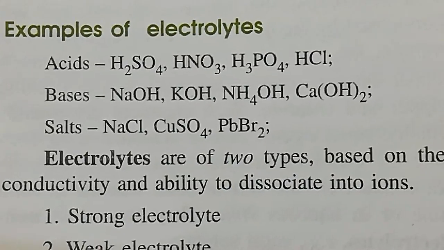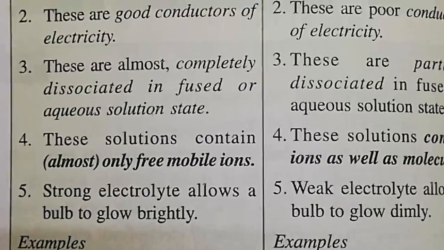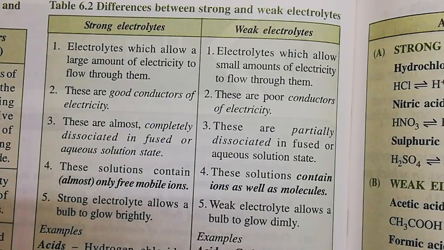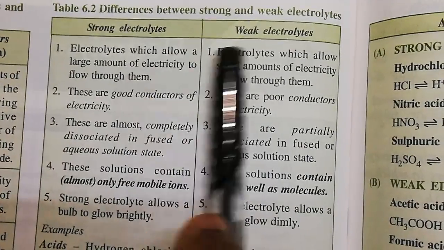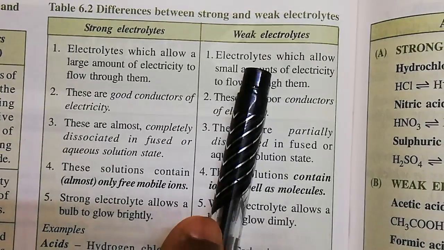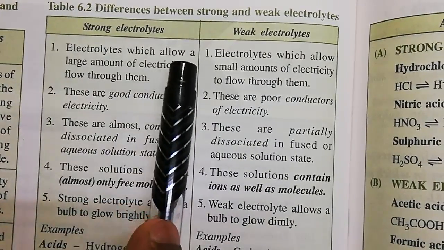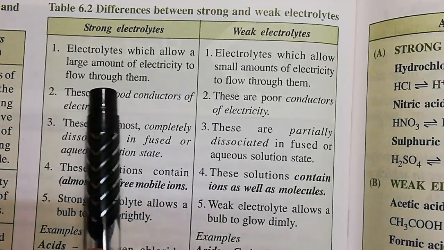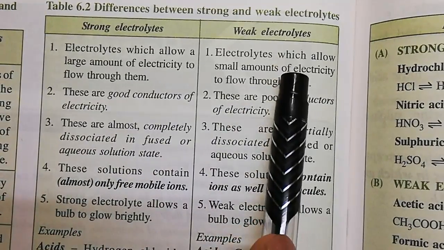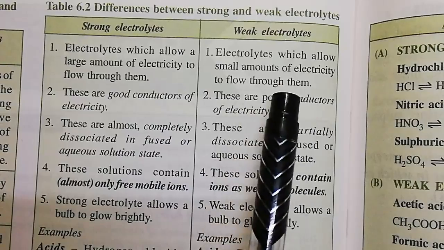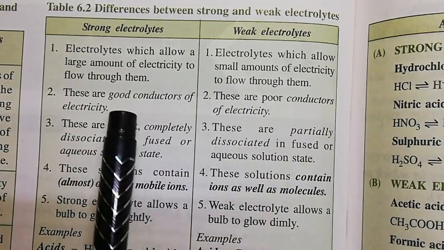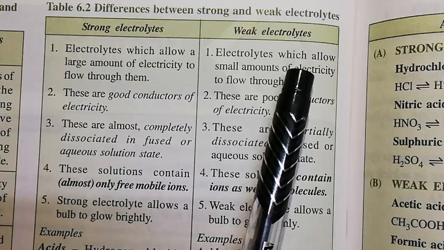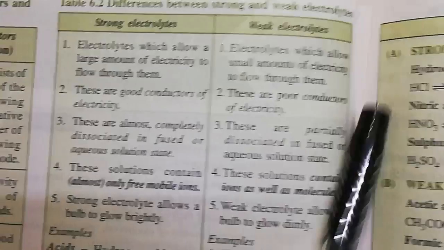Let's see their comparison as given on page 102 of your book. Strong electrolytes and weak electrolytes. As I have just said, strong electrolytes allow a large amount of electricity to flow through them, but weak electrolytes allow a small amount of electricity to flow through them. Strong electrolytes are good conductors of electricity. Weak electrolytes are poor conductors of electricity.